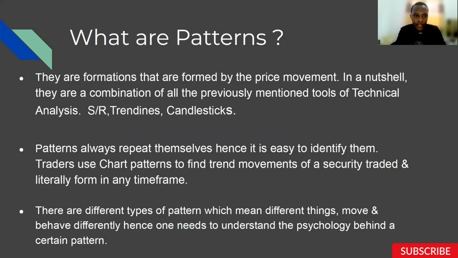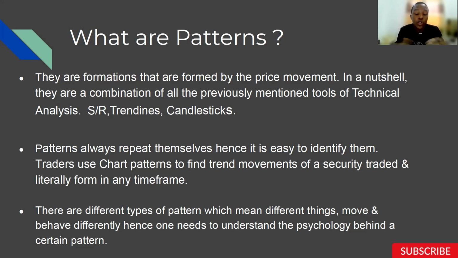So what are chart patterns? They are formations that are formed by the price movement. So in a nutshell, they are a combination of all the previously mentioned tools of technical analysis: the support and resistance, trend lines, and candlesticks. What I understand about the market is that whatever you see in the charts, the patterns, there is no pattern before there is a candlestick. So anything that is there is made up of candlesticks, except for things like support and resistance and other tools. But whatever has candlesticks in it, whether it's a pattern or an uptrending market, the whole point I'm trying to make is that all of that is a result of certain formations of candlesticks, right?